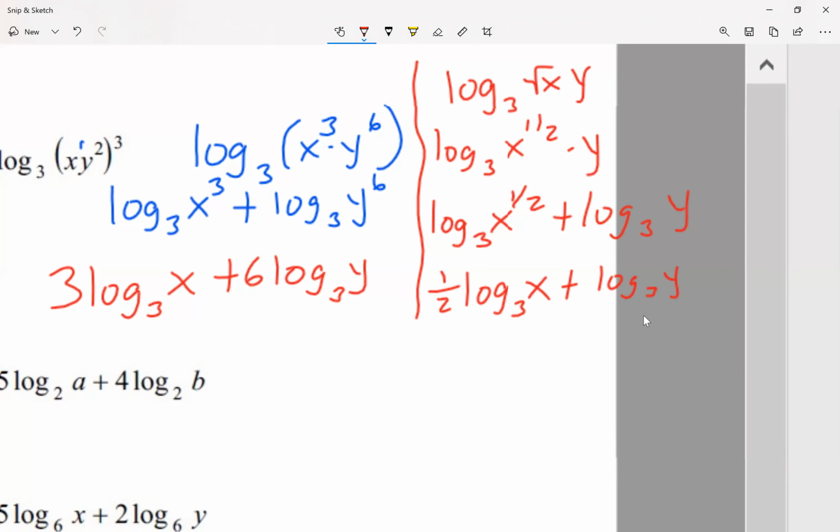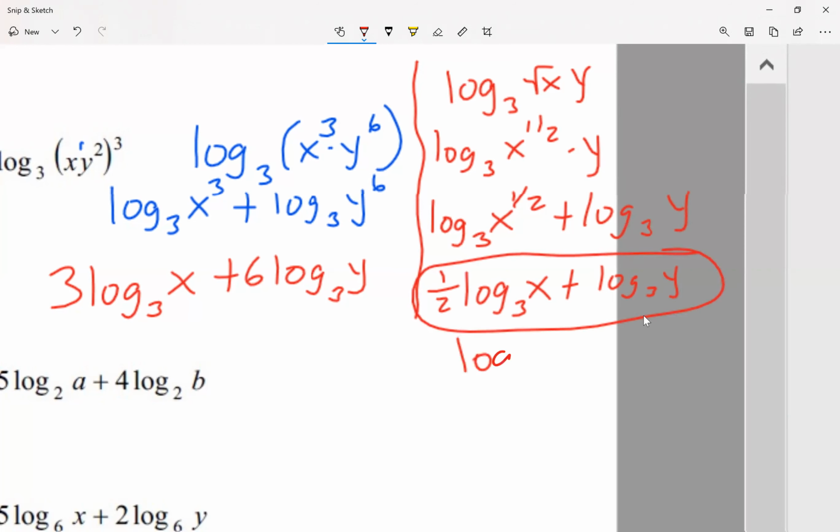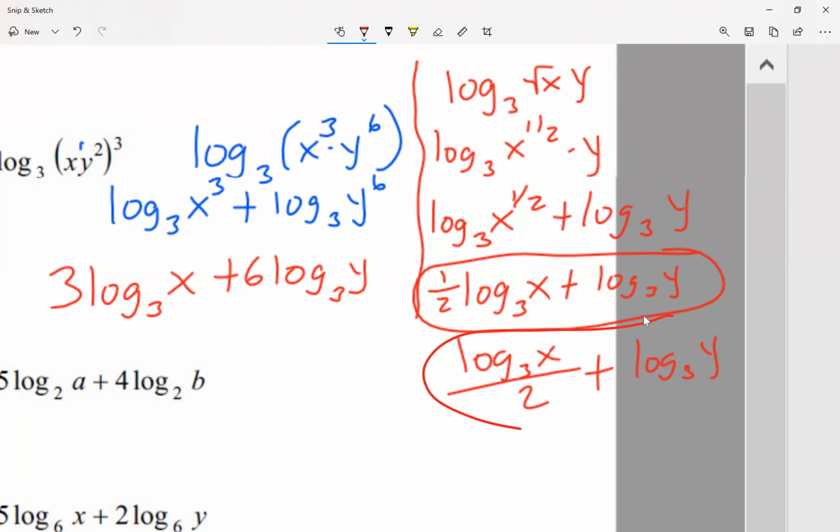Now, 1/2, mathematically speaking, this is correct. But then we like to write this also as log base 3 of x over 2 plus log base 3 of y over 2. The 1/2, we tend to write it literally as a fraction. I put the 2 at the bottom. So you guys will run into some of this in your homework.